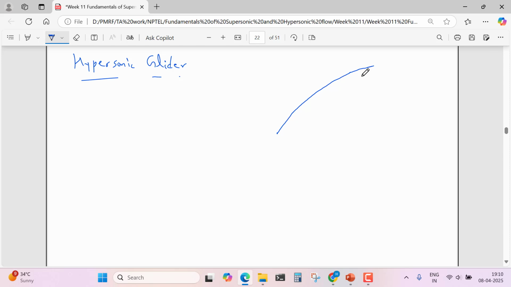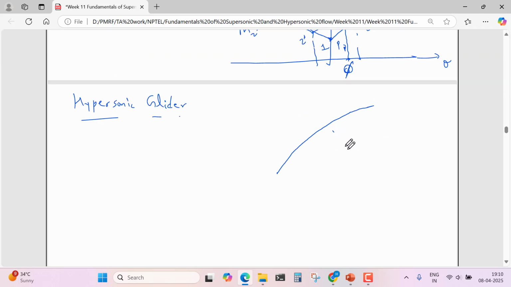One last thing we'll see is hypersonic gliding. Let's say one re-entry is happening at a curved path whose radius is R. And at this point there is one glider. It has weight W. This angle is theta. The lift here is L and drag is D.